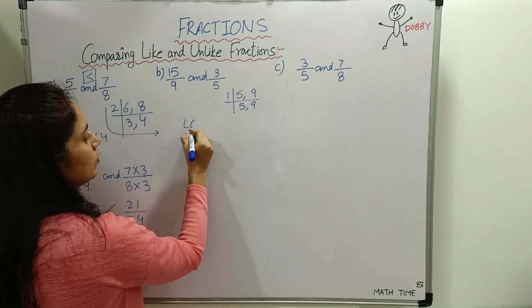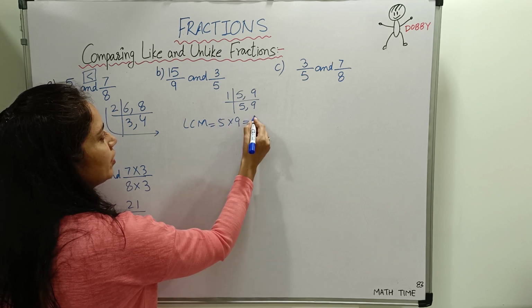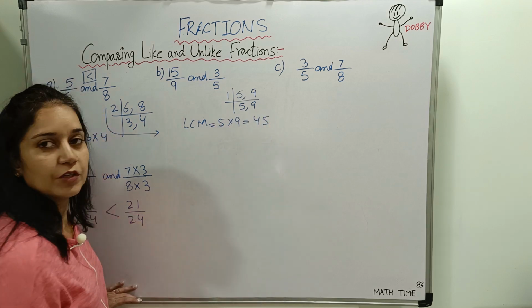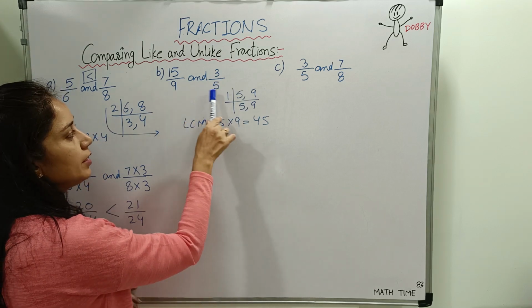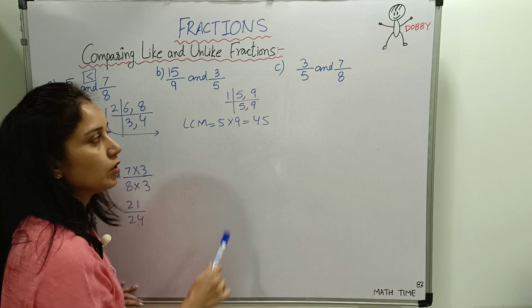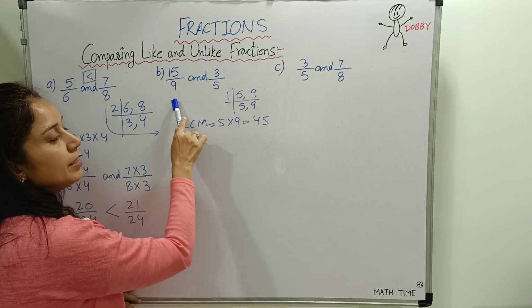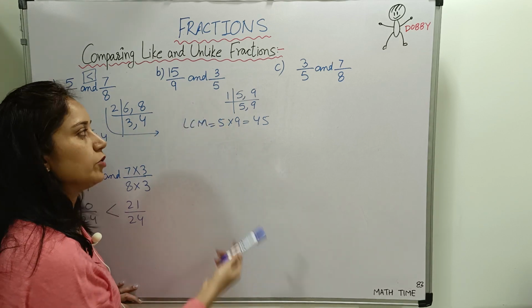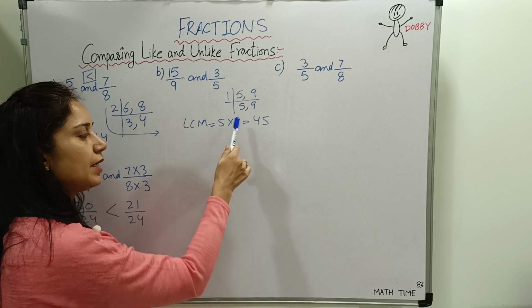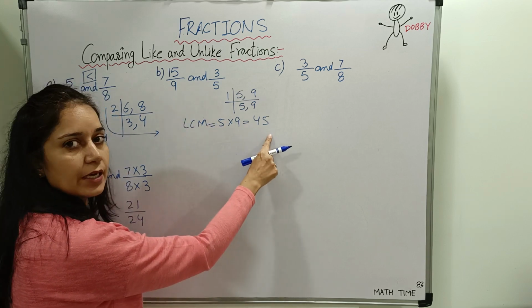So LCM equals to 5 times 9. 9 5s are 45. We have to make the denominators 45. Here you can see when the denominators are co-prime numbers, with no common table, in that case their product is the LCM. 5 and 9, no common table, so we choose 1. So when the denominators are co-prime, their product is the LCM.